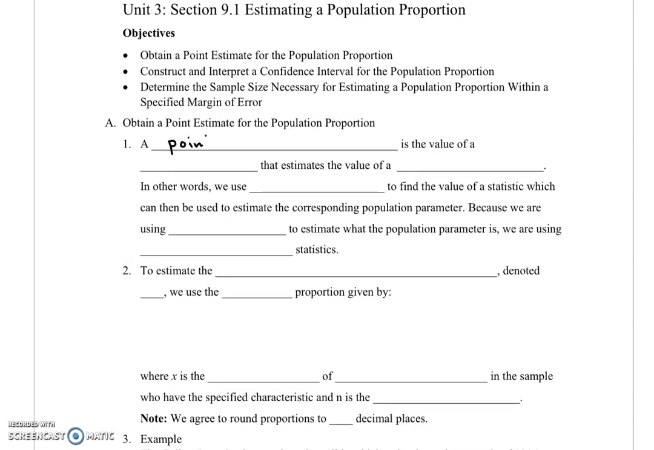So a point estimate is the value of a statistic that estimates the value of a parameter. In other words, we're going to use sample data to find the value of a statistic, which can then be used to estimate the corresponding population parameter. So because we're using sample data to estimate what a population parameter is, we're now using inferential statistics.